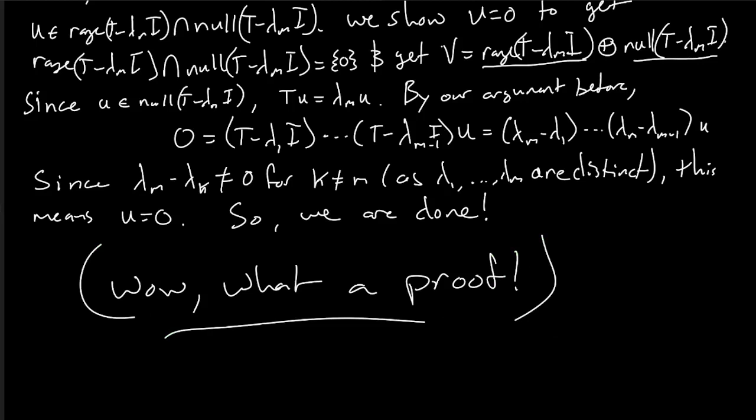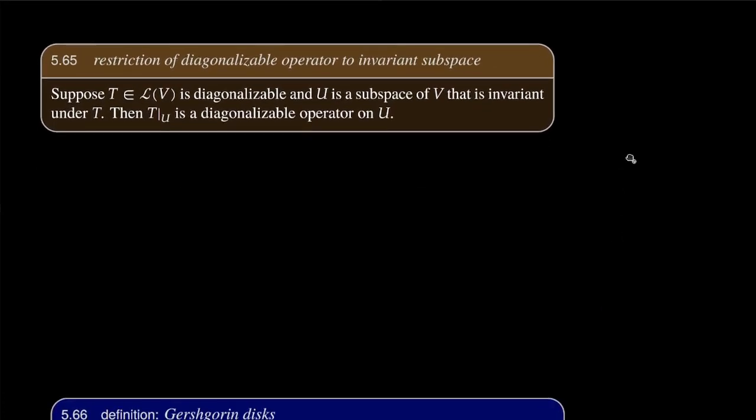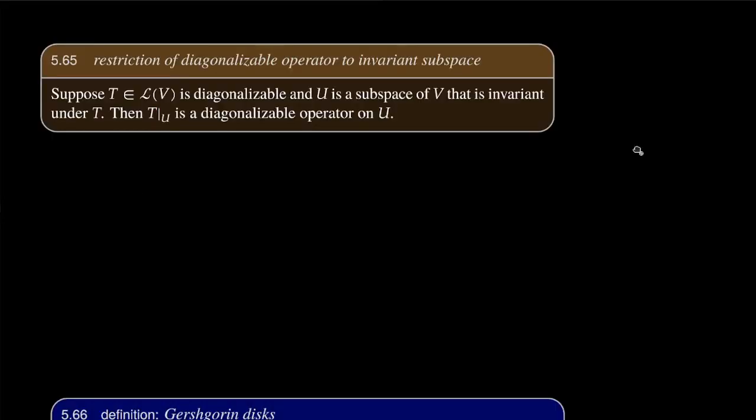Okay, let's move on to the next part and talk about Gershgorin disks and some consequences. So, if T is diagonalizable and U is a subspace of V that is invariant under T, then T restricted to U is a diagonalizable operator on U. This is a nice and easy consequence that maybe is not actually immediately apparent without the previous result. But now that we've got it, we have a very, very straightforward proof.